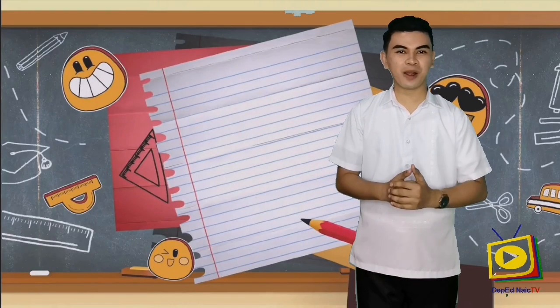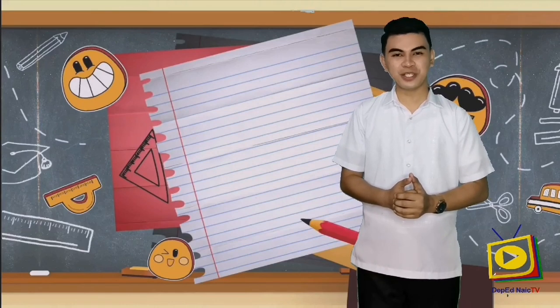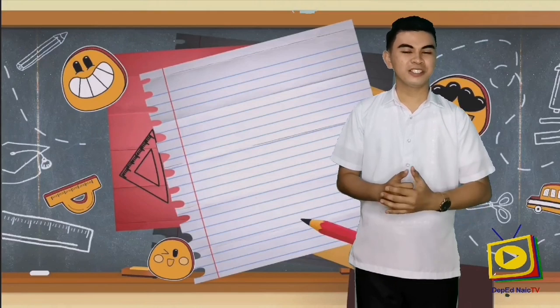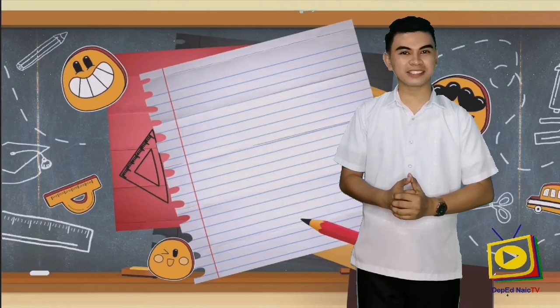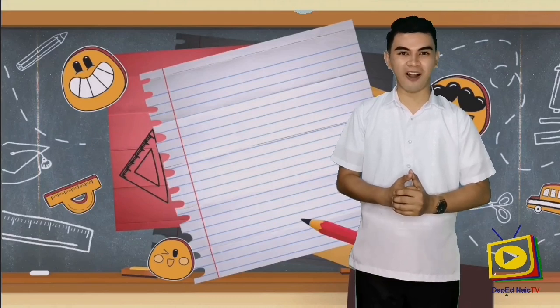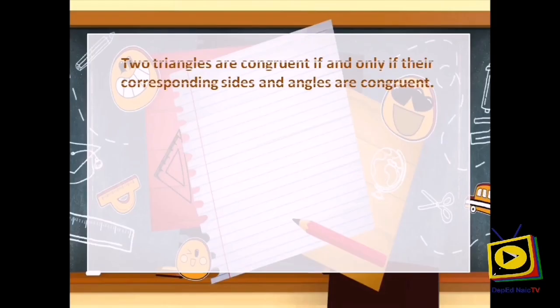Notice that the matching parts of the triangles fit exactly. The matching parts are in equal measure. Therefore, the corresponding parts of the triangles are congruent, and you can say that the two triangles are congruent. Two triangles are congruent if and only if their corresponding sides and angles are congruent.